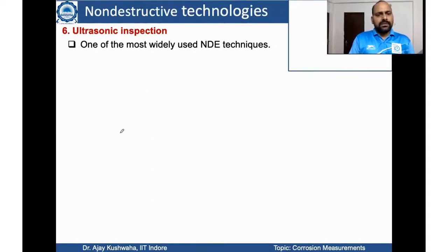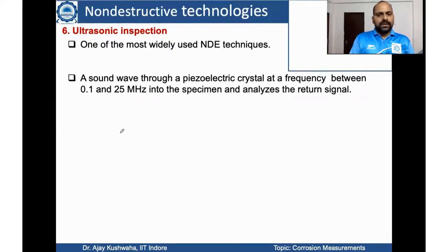Similarly, the ultrasonic method is one of the most widely used techniques. Here again, we are generating an ultrasonic wave: a sound wave through a piezoelectric crystal at a frequency between 0.1 and 25 megahertz into the specimen, and analyzing the return signal. That sonic wave interacts with the material and then returns back. So whatever difference we observe between the initial state and when the material has corroded or has some kind of degradation, that difference gives the understanding about the corrosion.